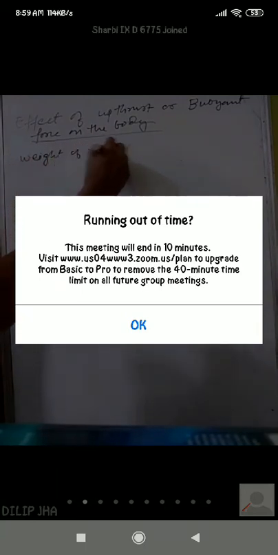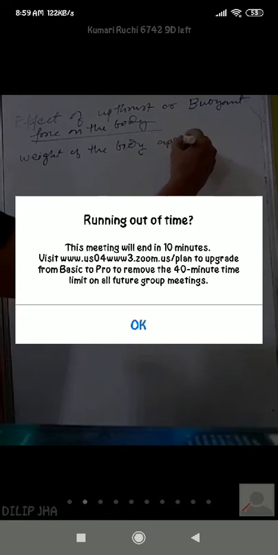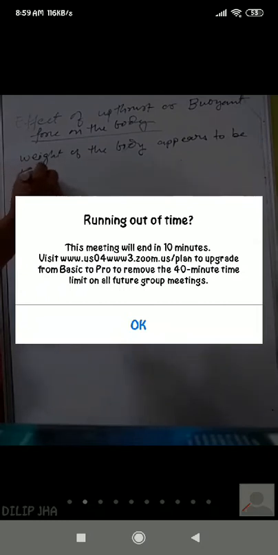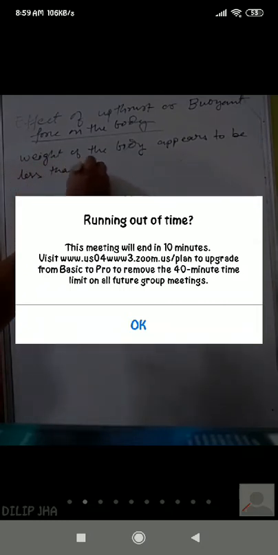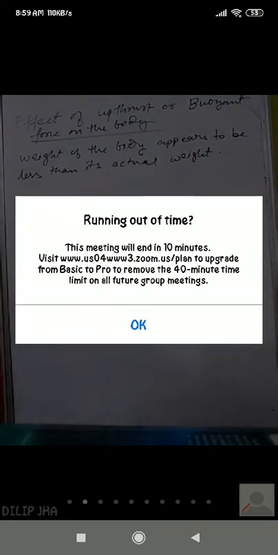Weight of the body appears to be less than its actual weight. This is the effect of upthrust. Now, in this, one more thing to study: factors affecting upthrust. What are the factors which affect the buoyant force or the upthrust?